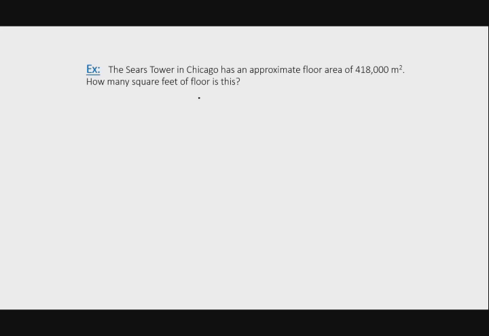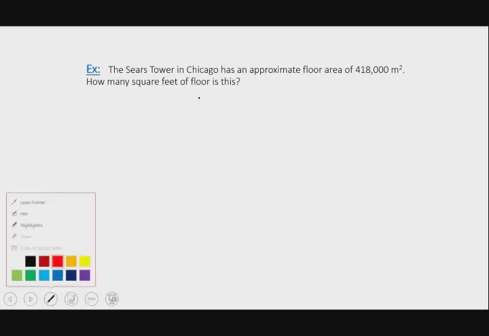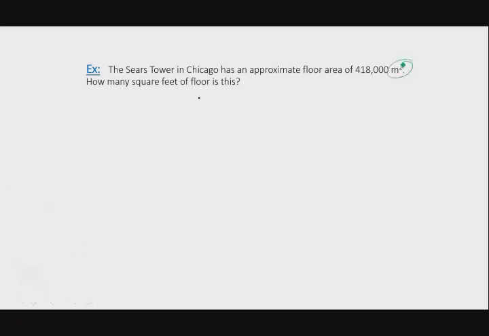Sears Tower in Chicago has an approximate floor area of 418,000 meters square, which now needs to be converted into square feet. So we need to go from meter square to feet square. Again, there are different pathways to follow. One of the suggestions I have, which I will use, is to go from meters to centimeters to inches to feet when solving this. We could of course go directly from meters to inches if you knew the conversion factor. If you knew the standard equation that relates meters to inches, you can use that as well.